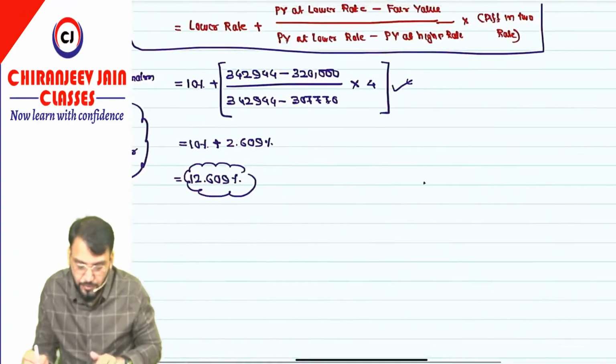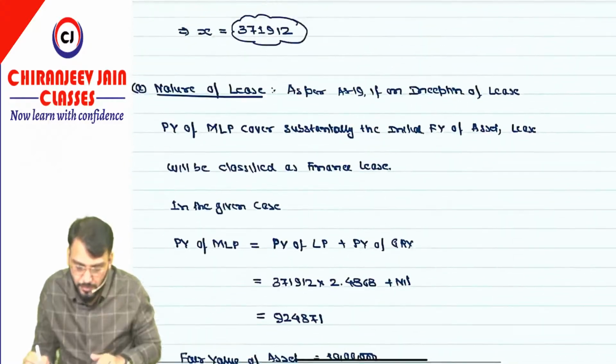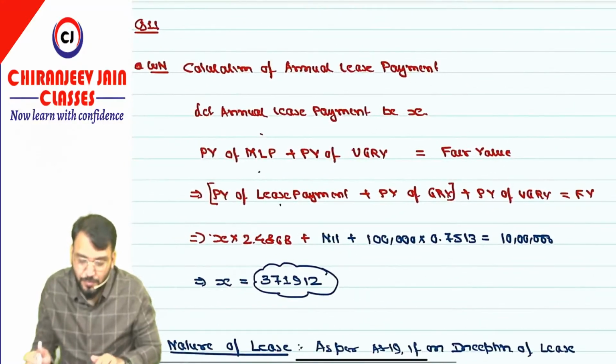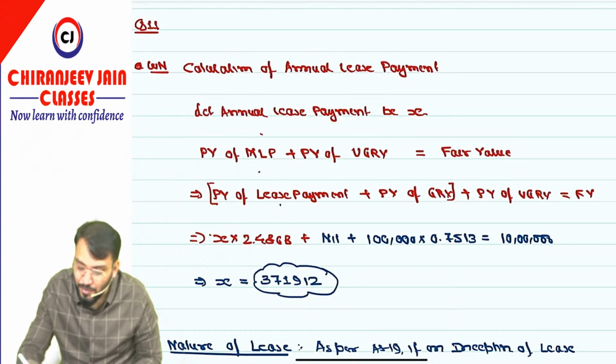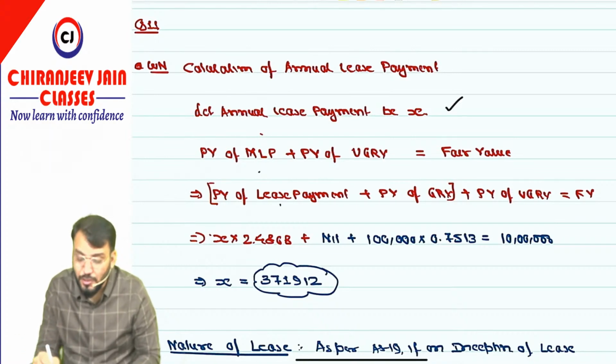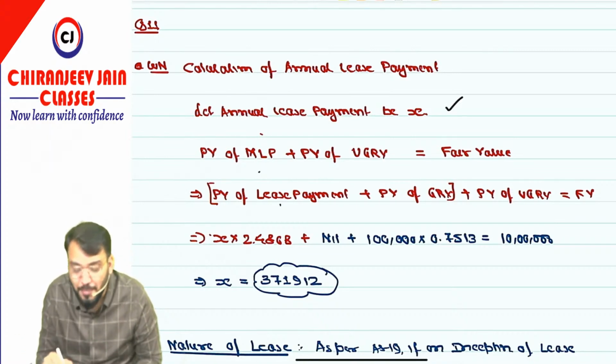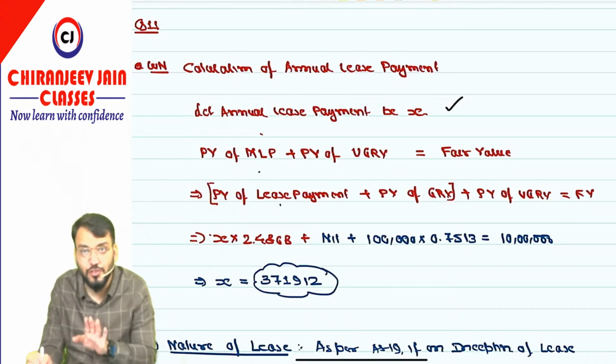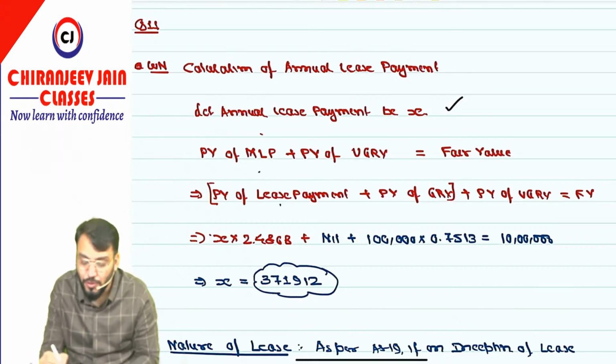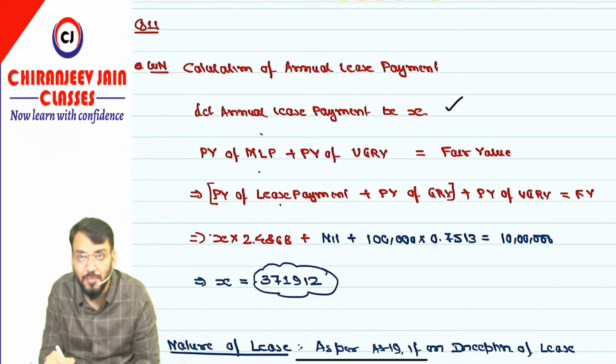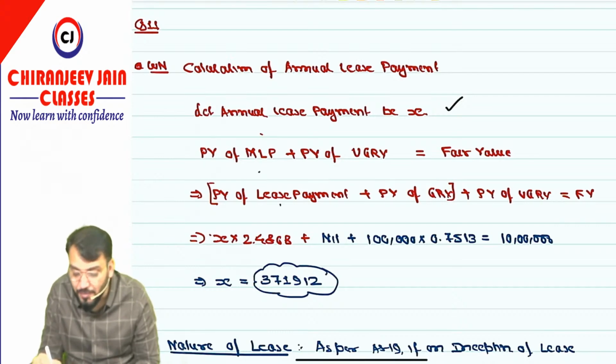Let me explain to you. So what will we do? We'll assume the calculation of annual lease payment. Let annual lease payment be X. Then we know one formula, that present value of MLP plus present value of UGRB will be equal to fair value. This formula we know at interest rate implicit in the lease. This will always be equal to fair value. So present value of MLP, that is present value of lease payment plus present value of GRB, plus present value of UGRB is equal to fair value.